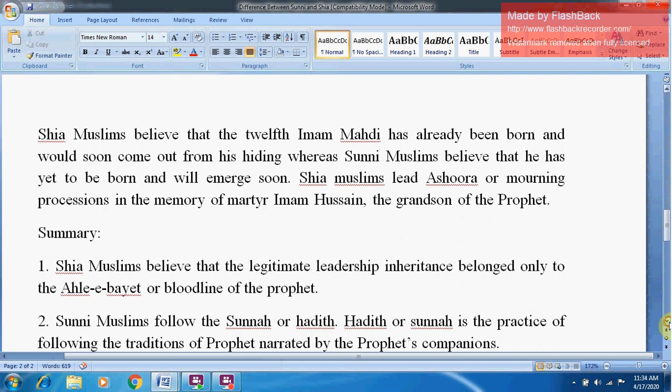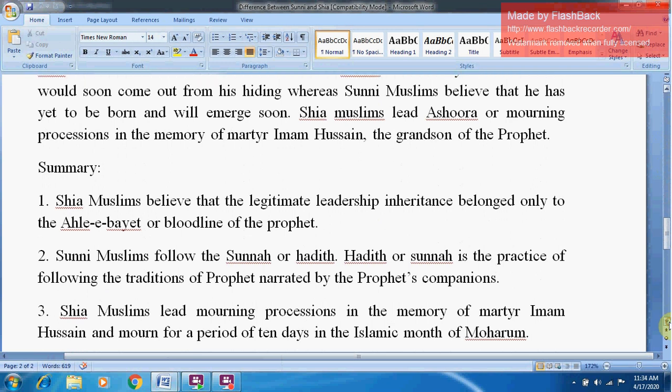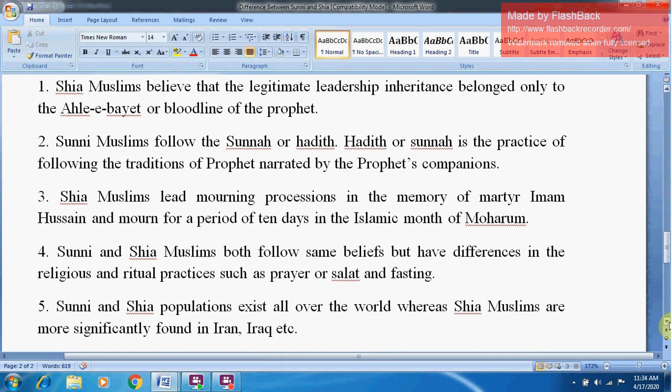In summary, we will see it like this. Number one, Shia Muslims believe that the legitimate leadership inheritance belonged only to the Ahle Bayt, or bloodline of the Prophet. Number two, Sunni Muslims follow the Sunnah and Hadith, which is the practice of following the traditions of the Prophet narrated by the Prophet's companions. Third, Shia Muslims lead mourning processions in memory of the martyr Imam Hussein and mourn for a period of 10 days in the Islamic month of Muharram.